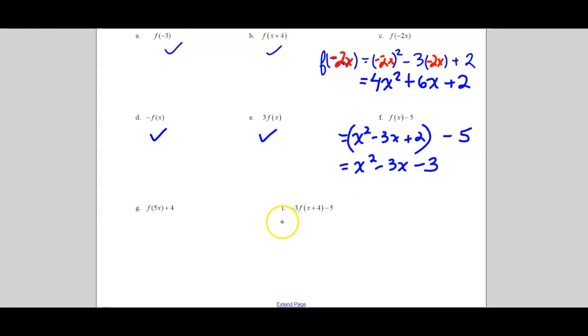And then let's skip to I, because it has everything in there. So I, negative 3 f of x plus 4 minus 5. It's almost like order of operations. You do brackets first. Well, there's nothing to do in the brackets, but that bracket is with f. So I'm going to copy out negative 3. I'm actually going to use big brackets because I know I have a lot of x's in f. And then minus 5. And so everywhere there's an x, I have to replace with x plus 4. So that's going to be x plus 4 squared minus 3 times, in brackets, x plus 4 plus 2.